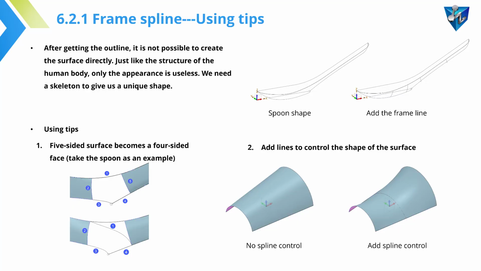There are some usage tips. The first is when we meet the 5-sided surface. We need to divide it into 2 areas with 1 spline to get good quality surfaces. The second is that splines can control the shape. So suitable splines can get good quality surfaces.